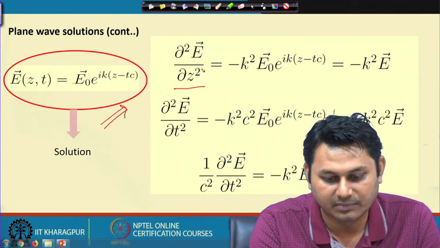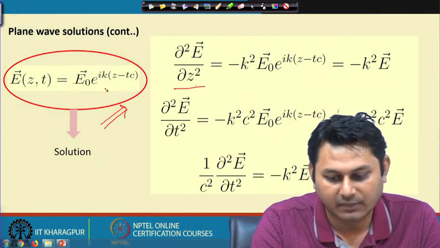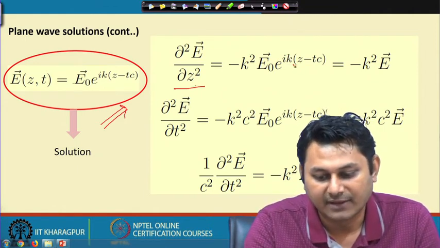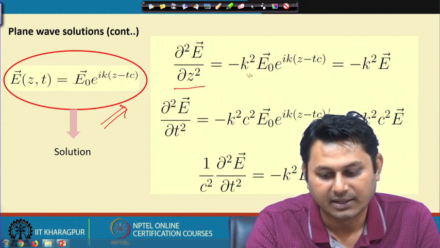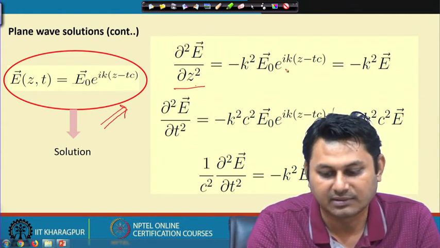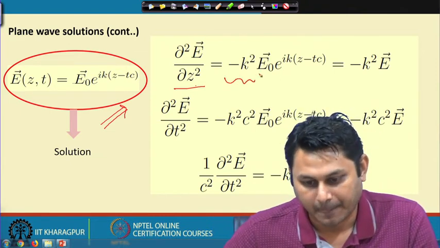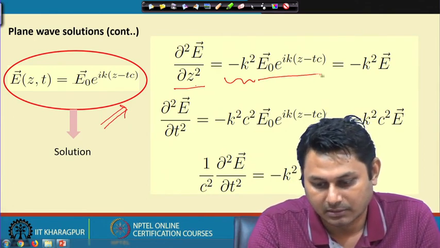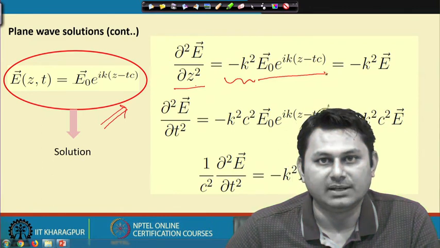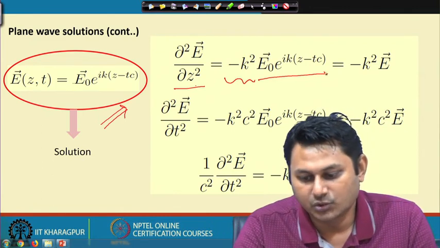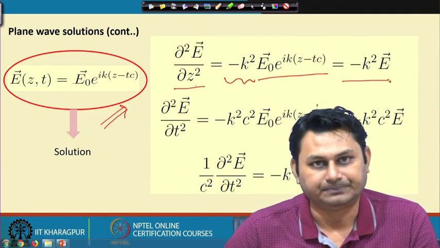If I take a derivative of E with respect to z, then we will have an i k term, and when we again take a derivative with respect to z, we will have another i k term. So, this i k twice will give us a minus k square term here, and the rest of the part, E 0 e to the power i (k z minus c t), will remain intact. So, eventually del 2 E del z square will be minus k square E.